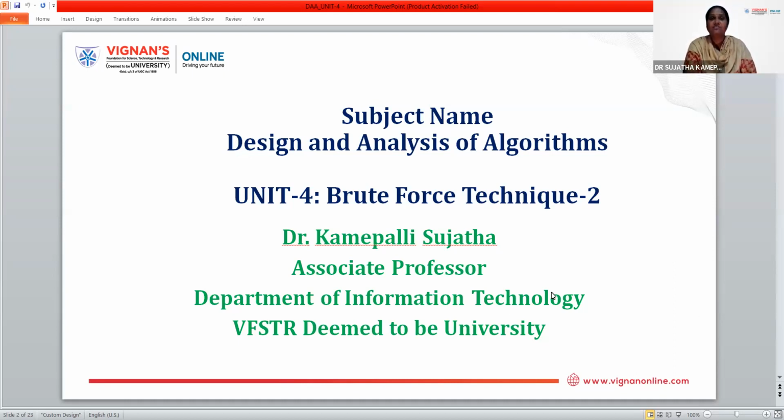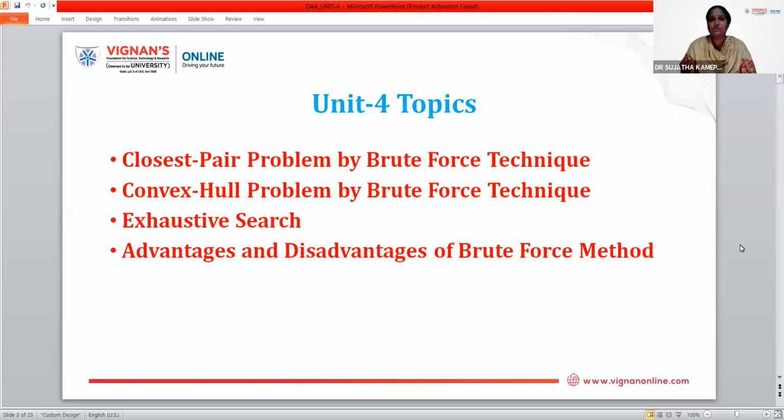In this session, we are going to discuss the brute force technique, which is an extension of the last unit. In this unit, we are going to discuss these topics: the closest pair problem using the brute force technique, the convex hull problem using the brute force technique, exhaustive search, and the advantages and disadvantages of the brute force method.